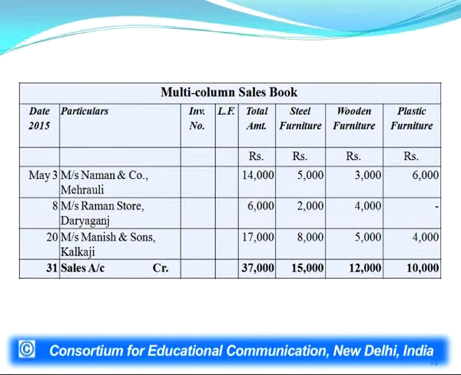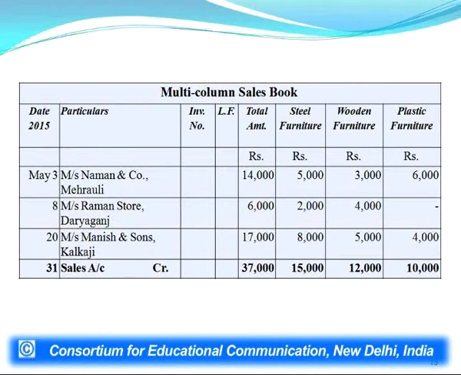How to make posting into the ledger? When we shall make posting into the account of Messrs. Naman and Company, so the Naman and Company is the receiver of the goods. So, their account shall be debited for rupees 14,000. If you want to see the detail, we can check in this multi-column sales book. Debit side to sales account 14,000.